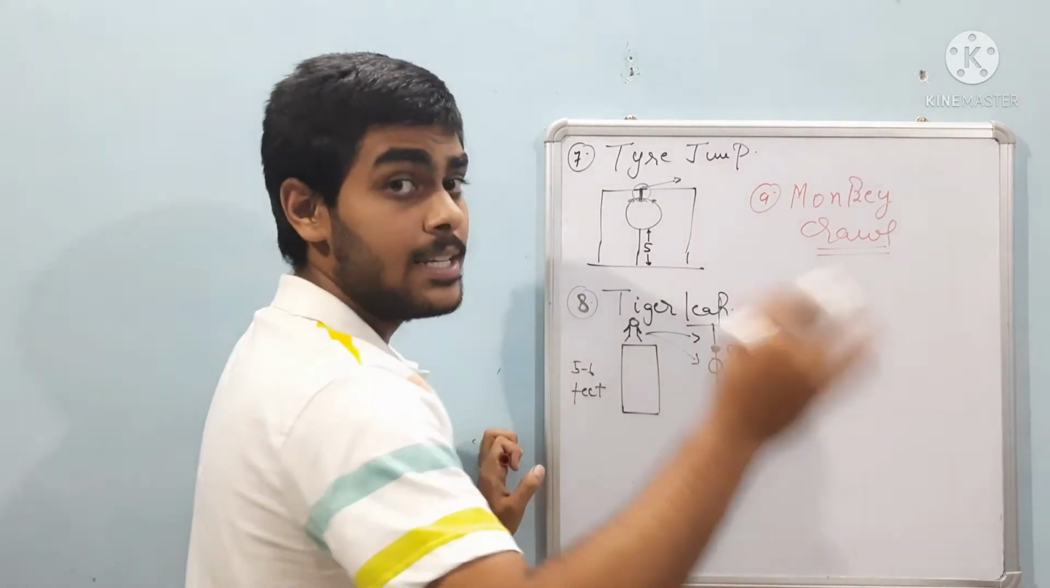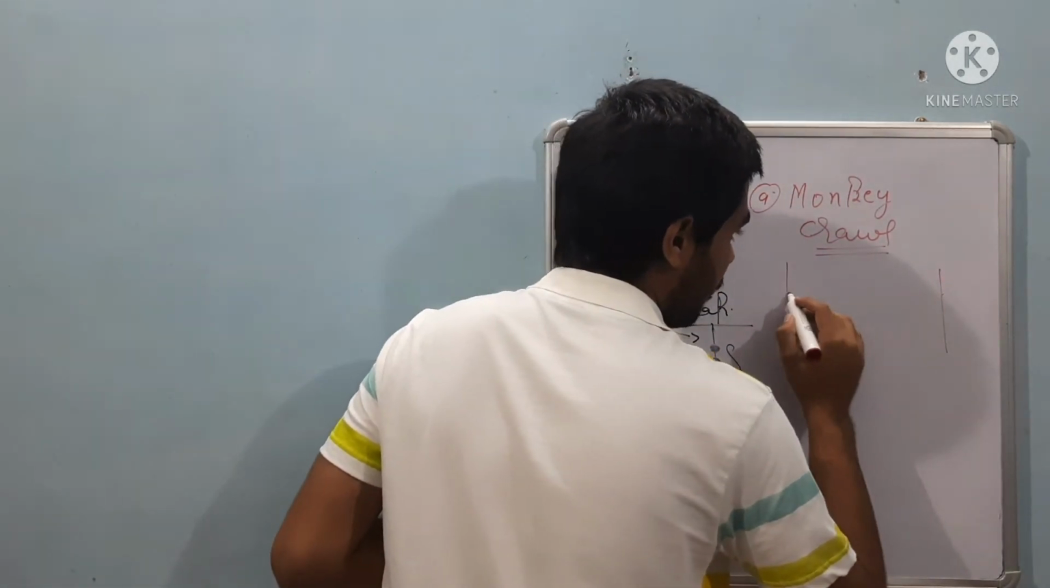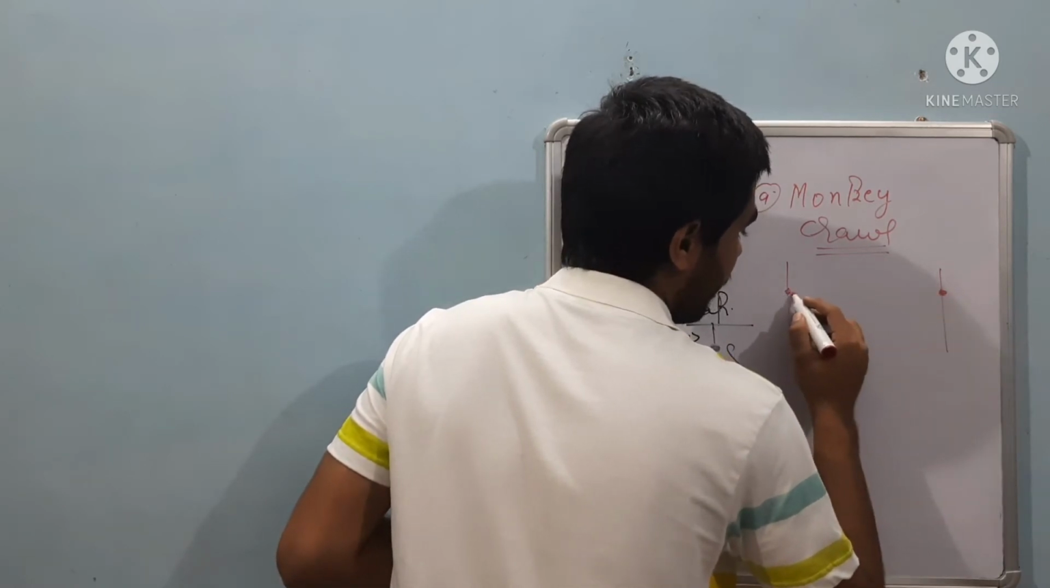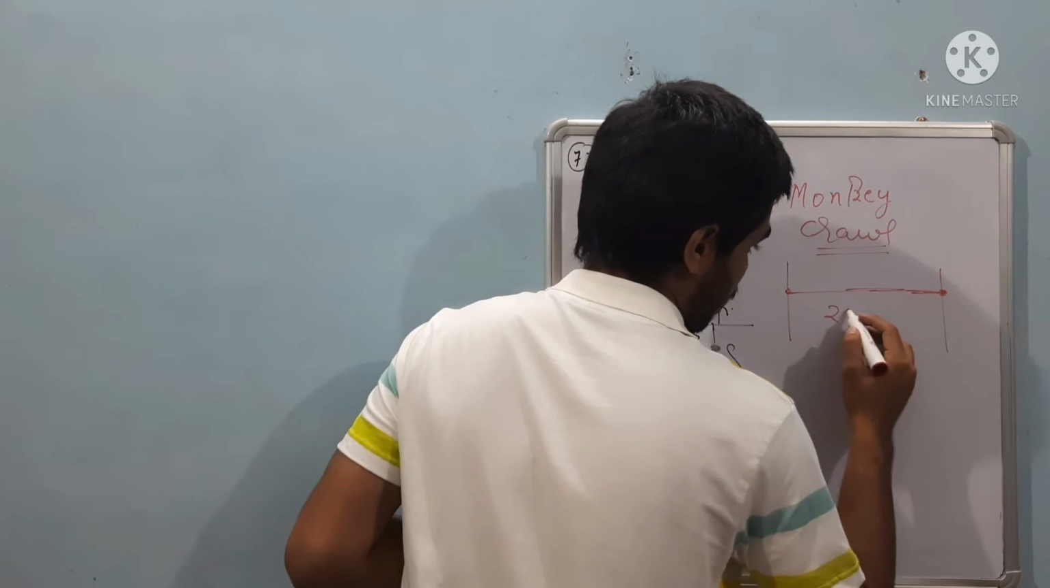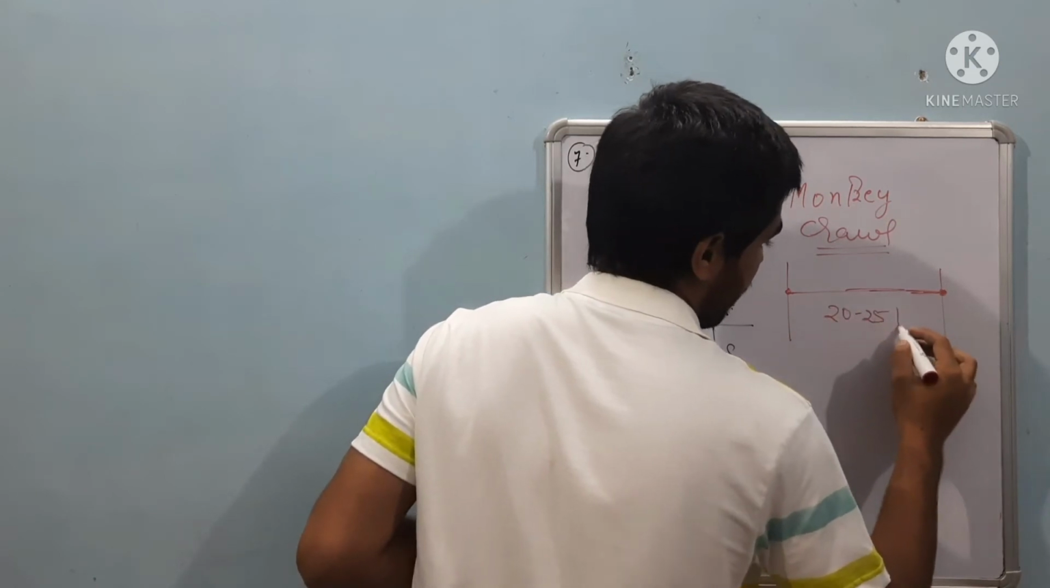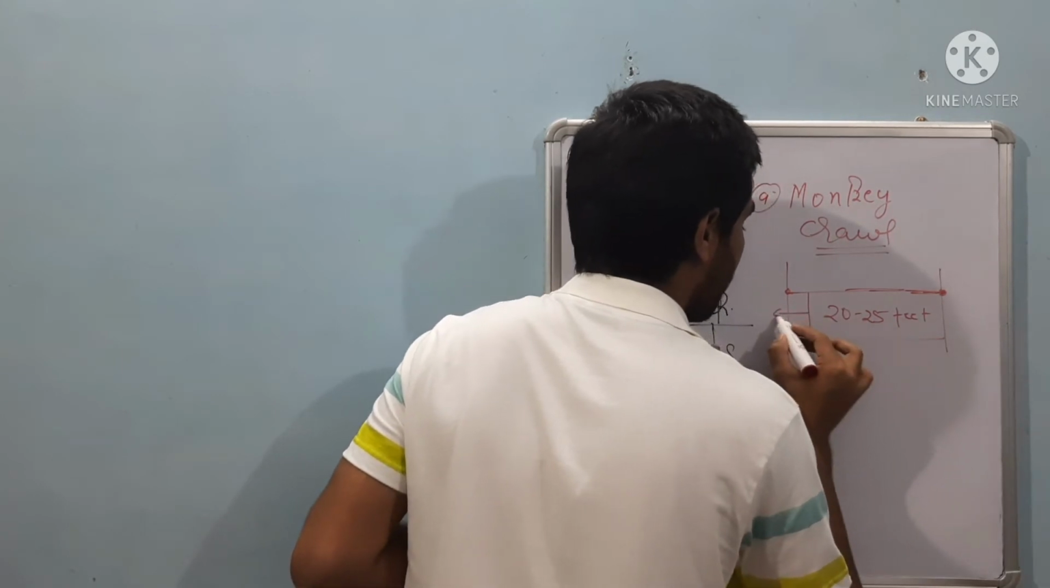So the ninth obstacle is monkey crawl. In this there will be two lines and a rope will be tightened in between them, and the distance is 20 to 25 feet and the height from the ground is 3 to 4 feet.